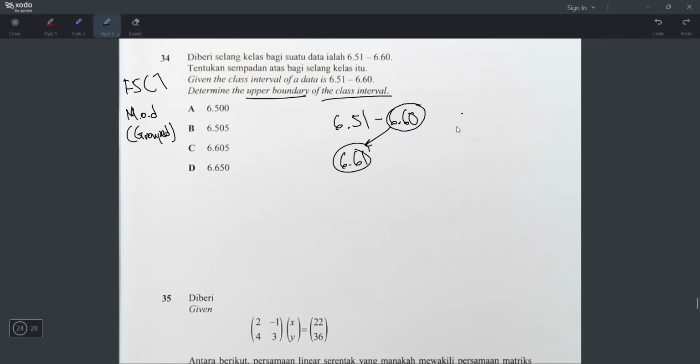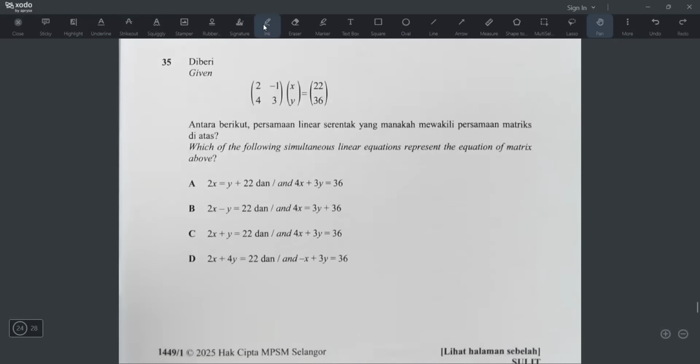And then you take these two numbers, add together, divide by 2. That's how you find the upper boundary. So again, how to find the upper boundary? Take the upper limit of the class, plus the next number, divide by 2. So you get 6.605 if you press your calculator. Alright, that's all.